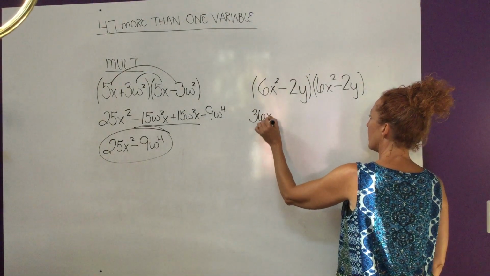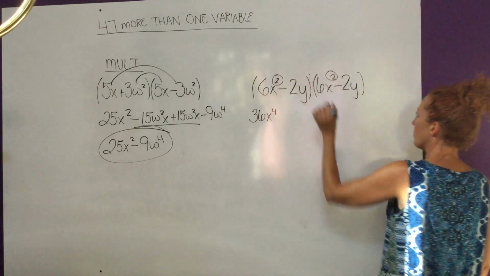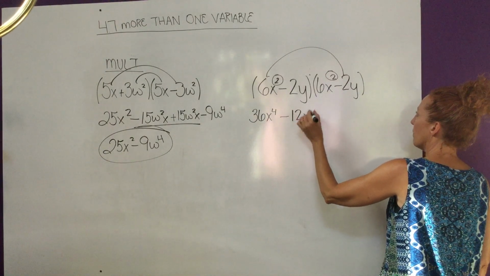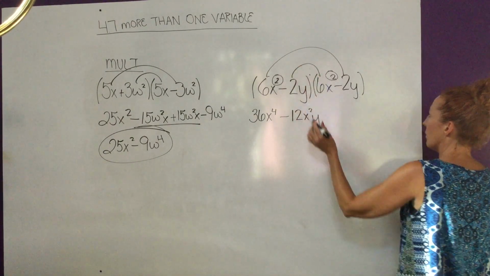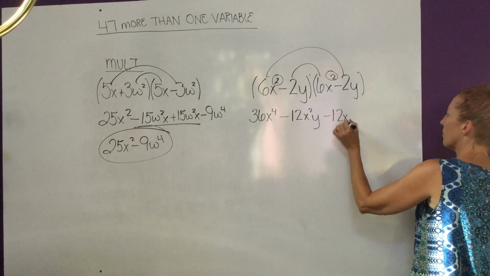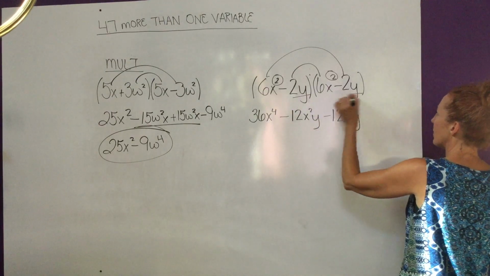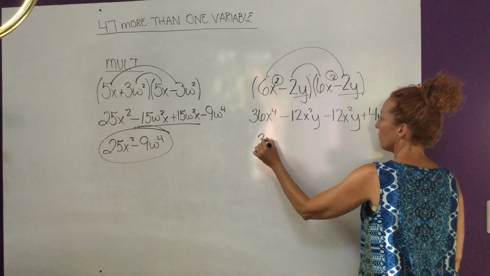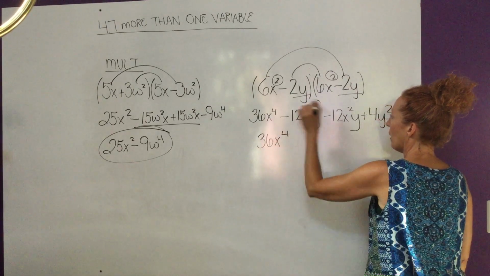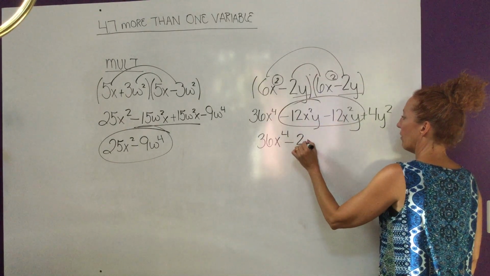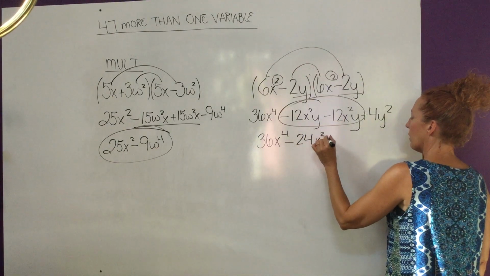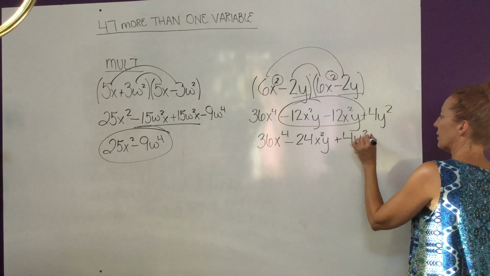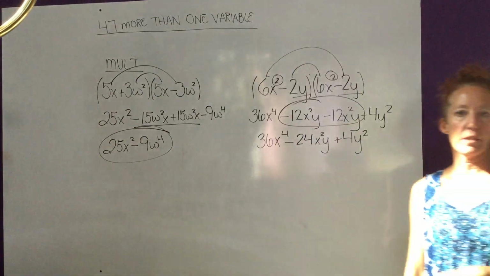So we're going to go 36x to the 4th, because 2 plus 2 is 4. Outside piece is minus 12x squared y. So is the inside piece. And then that times that is a positive 4y squared. These go together and they combine to 24. The exponents aren't changing. The only piece that is changing are the coefficients.